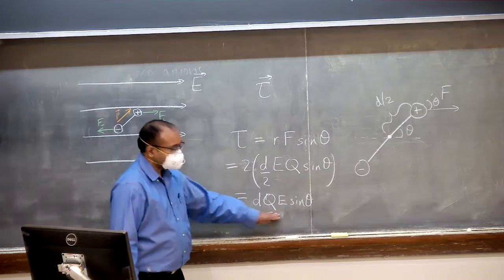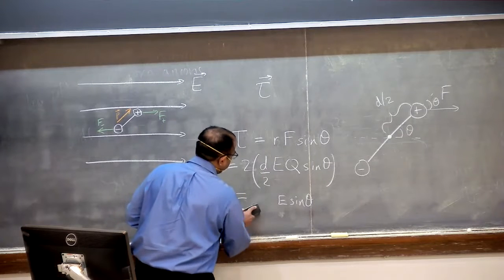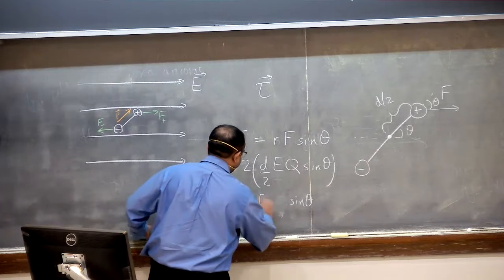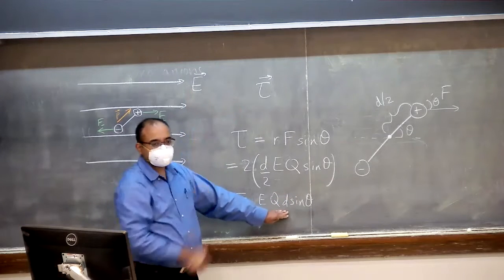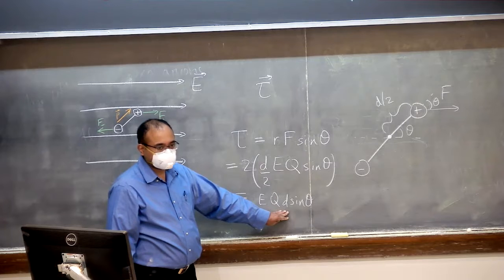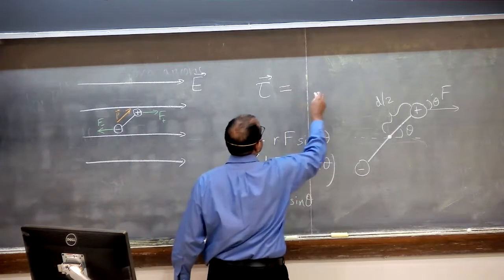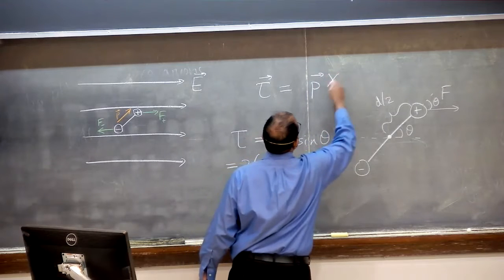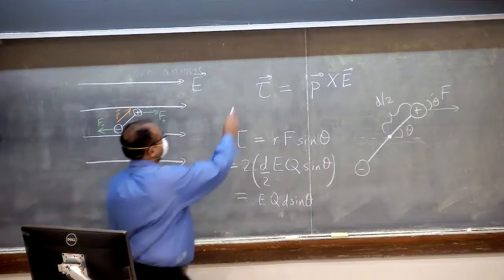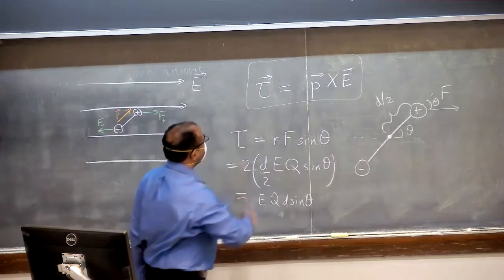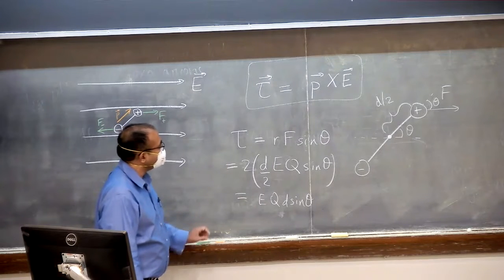QdE sine theta. Well, we know what Qd is. Sorry, maybe I shouldn't call it dQ, that's confusing. Qd. Yeah, let me put it this way: EQd. Okay. We know what Qd is. Qd is the dipole moment. So it turns out that you can calculate the torque just by doing P cross E. That is the torque on a dipole if you place it in an external field.